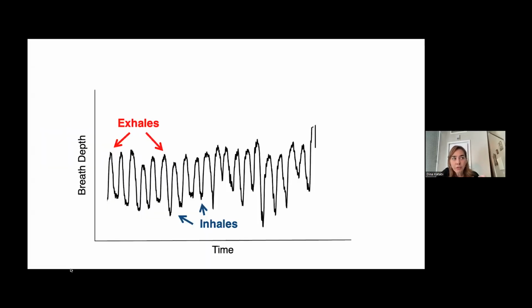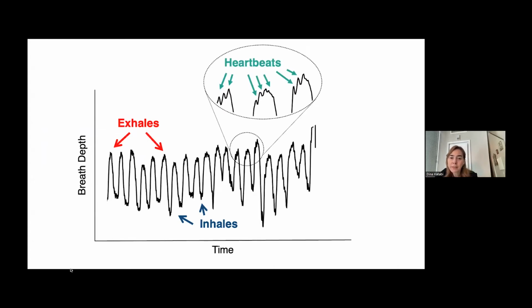In fact, if we zoom in on this respiration signal, we see the inhales and the exhales, but you also see small blips on the signal, and these are heartbeats. So effectively, not only can we get the respiration, but the radio signal that bounces off people's body is very, very sensitive. It can get the pulsing of your blood.